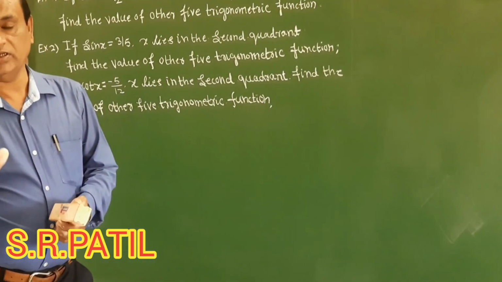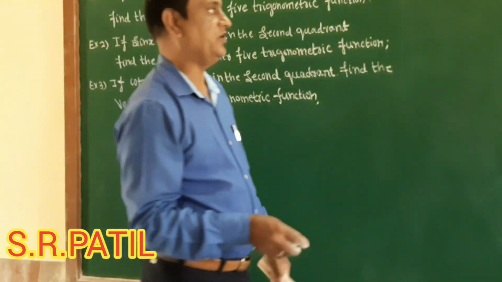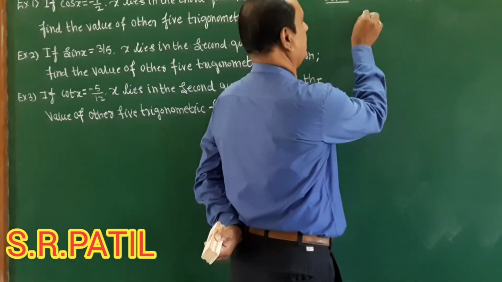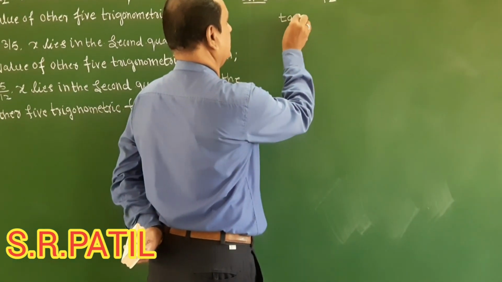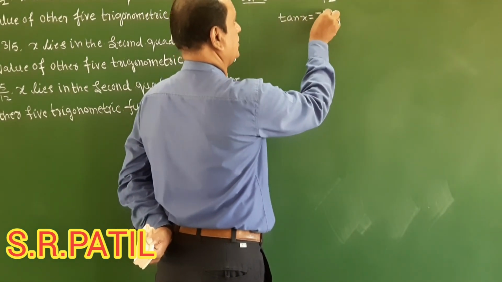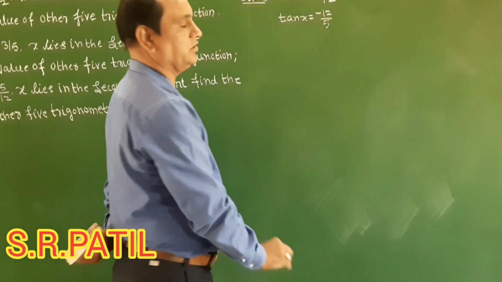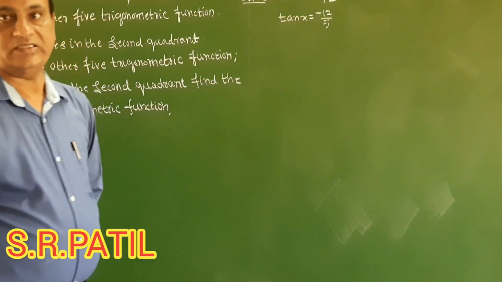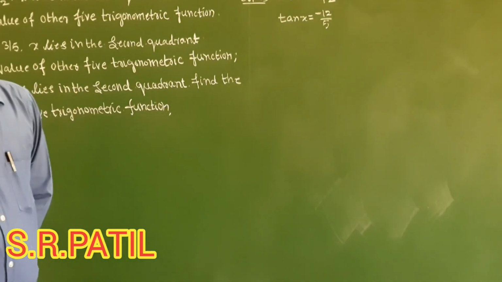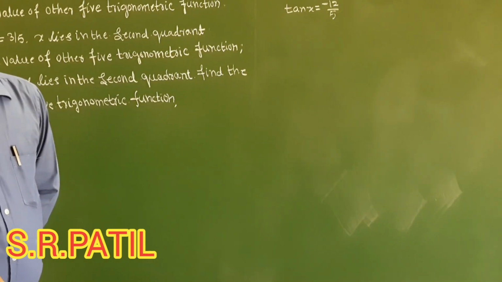Cot is given, and cot is the reciprocal of tan. Therefore tan x is equal to minus 12 divided by 5, you can write the direct answer. Since cot is given, similarly we get tan x is equal to minus 12 by 5. Then you have to find the remaining 4 trigonometric functions.